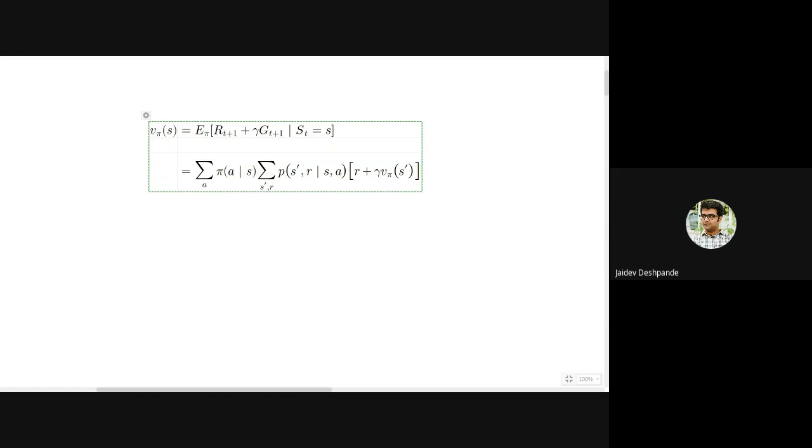What I was thinking is that the summation over A of pi of A given S is a different term, and this is a different term. It's not the product of the two terms. It's basically pi of A given S multiplied by a summation, and then sum that. Right. Got it.